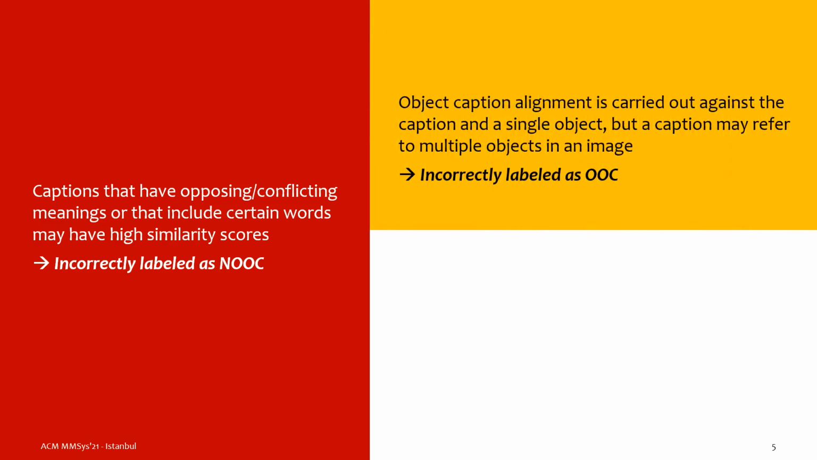Secondly, in the original Cosmos work, the caption alignment is carried out against the caption and a single object in the image, which happens to be the most aligning object with that caption. However, a caption may refer to multiple objects in an image, so even though captions may appear to be unrelated, this may be because they simultaneously refer to multiple distinct objects in the image.